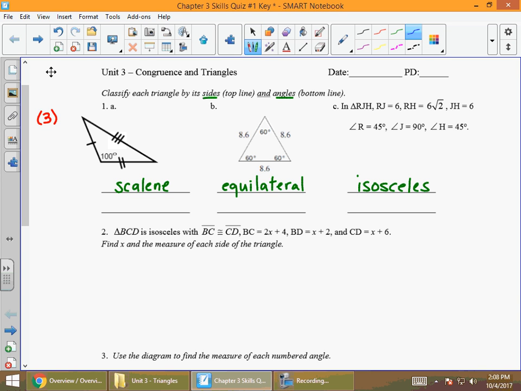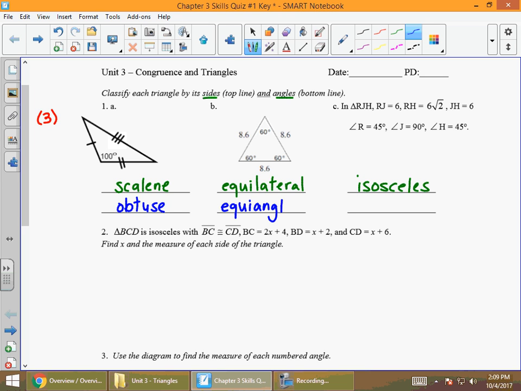Now, when I want to name it on the bottom by angle, I'm going to use words like acute, obtuse, right, or equiangular. In triangle number 1, I see that I have an angle that is above 90, so this one is obtuse. In B, all 3 of them are the same. Yes, they are acute, but as I've told you, we want to be as specific as possible. So because they are all the same, this one is actually equiangular.